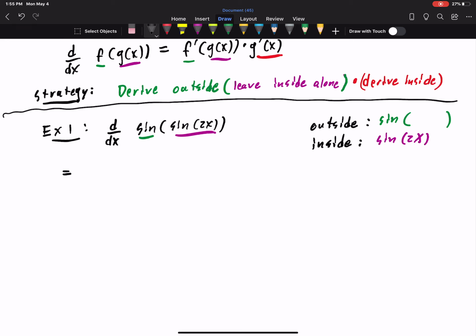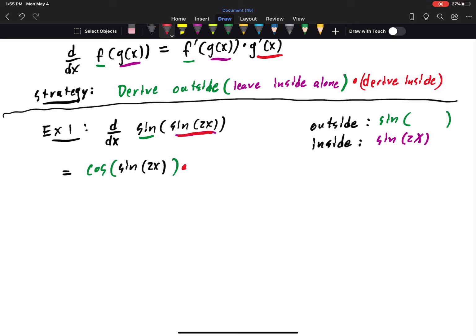So what is this equal to? Well, let's derive the outside function. Sine, in this case, is going to be cosine. Then you copy-paste everything on the inside as it was originally. Nothing changes about the inside ever. All right? Now we need to multiply by the derivative of this inside function here.